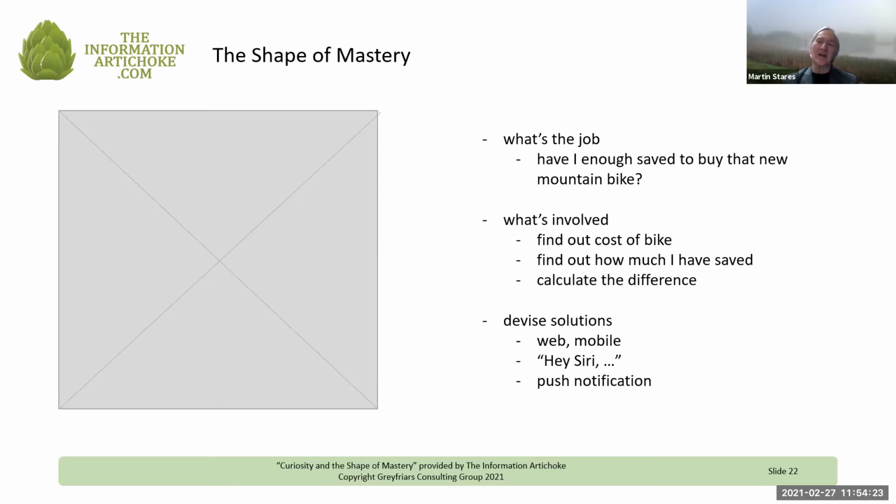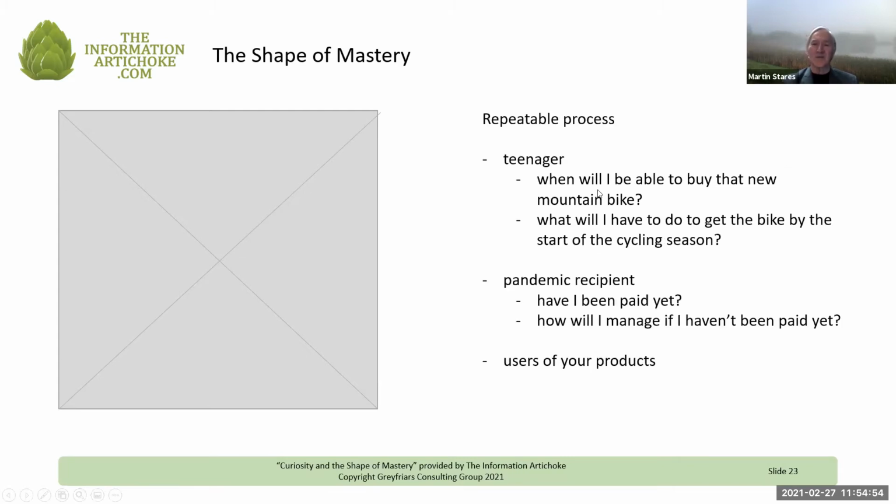We can imagine now that instead of looking at a bank statement, we could give him a little snapshot of that information for a specific account dedicated to saving a bike and show him all of that information. We could do it on the web, we could do it on the mobile. Jobs are solution agnostic, so we don't have to do it on the web and mobile. Hey Siri, have I saved enough to buy that new mountain bike? Or we could do push notification. This is a general process that we can use for all kinds of jobs.